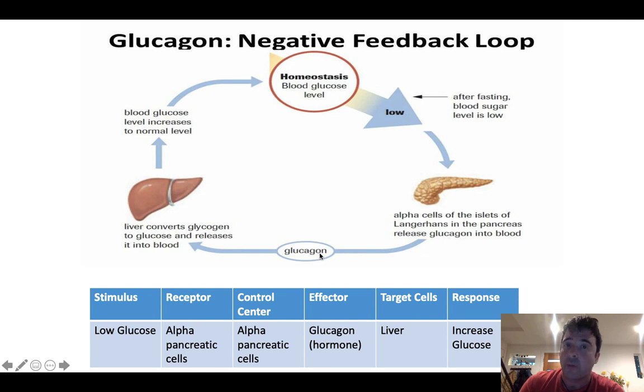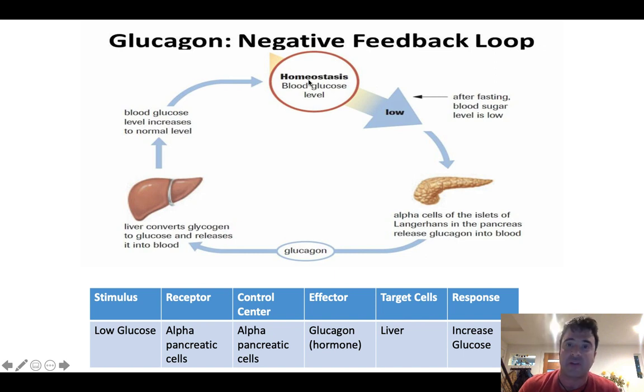They release a hormone, right? The effector of all endocrine pathways is going to be a hormone because that's what's going to produce the change. It's this hormone that tells other organs what to do. So the effector in this case is a hormone called glucagon. And glucagon travels to the liver where it binds to receptors in those cells and it says, hey, release some sugar. Liver releases sugar into the blood, glucose levels rise, right?